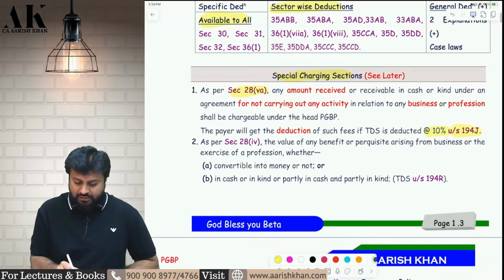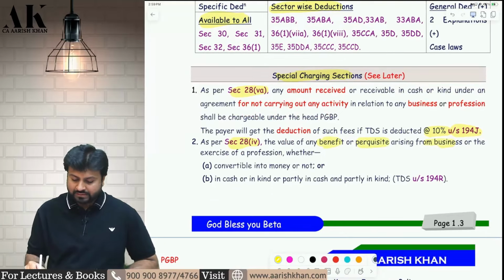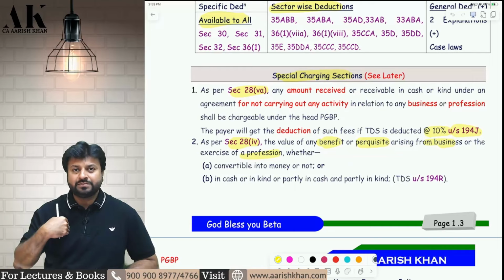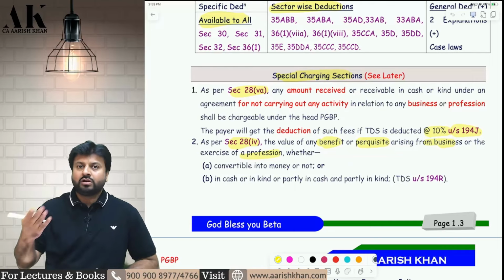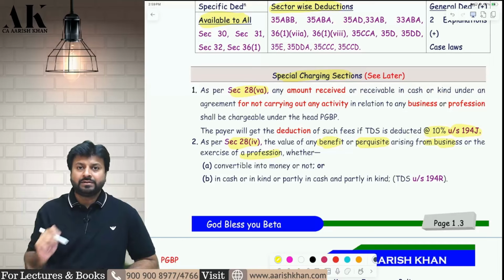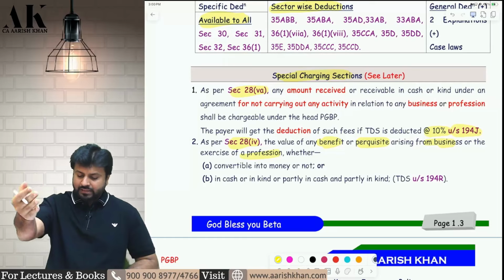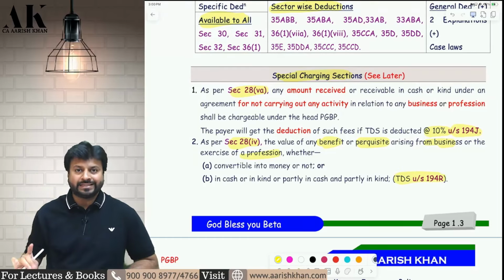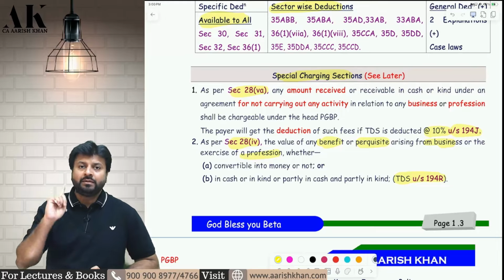Next section, 28(4). If you are receiving the value of any benefit or perquisite from business and profession, suppose your client is very happy with you and has given you some gift, some business benefit, some business perquisite, like a watch or a phone or a foreign trip, then that is a business benefit, business perquisite, and it is taxable in my hand as income from business and profession, as a special charging section. Similarly, the person who is giving it will deduct TDS under 194R if the recipient is a resident. 194R TDS will be deducted by the payer.